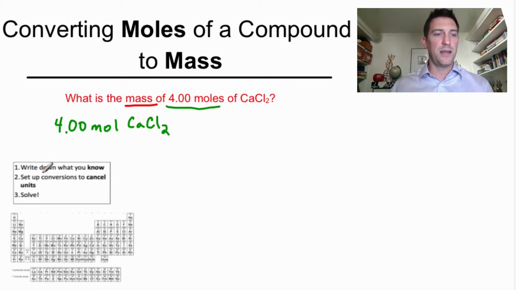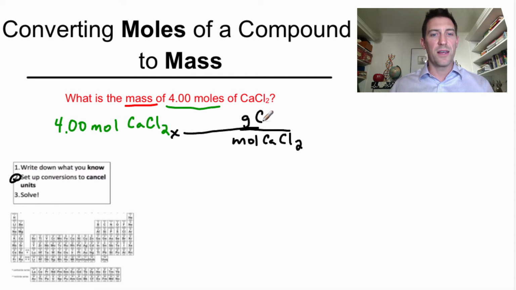In order to do that, I need to set up conversions. That's step 2 down here. Set up conversions to get rid of some units. I've got moles of CaCl2, so I need to put moles of calcium chloride down here in order to get those to cancel. And I can turn moles into pretty much anything I want, which means I should be able to take moles and turn that into grams of calcium chloride. Well, how do I go from moles to grams? What's my conversion? I have moles and mass, that's the molar mass. Where do I get the molar mass?